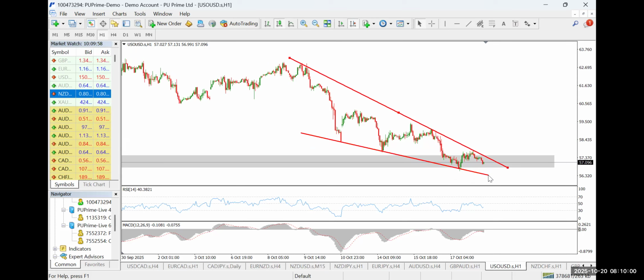All right, so I'm anticipating a breakout to the upside in the course of today on the US oil. It may just form a double bottom, then break out. So we're bullish on the US oil. That's very straightforward. Then BTC USD.